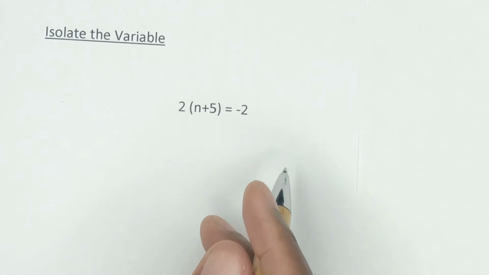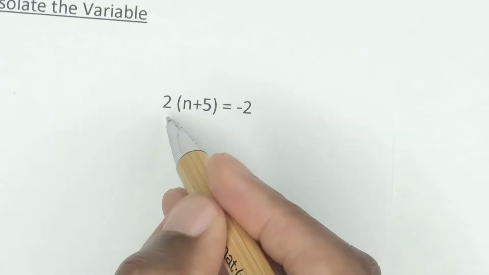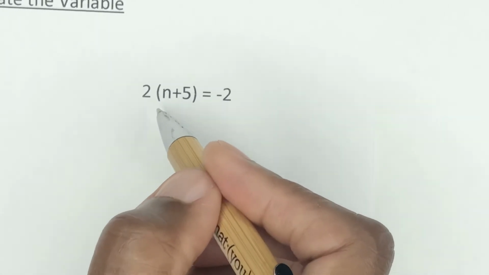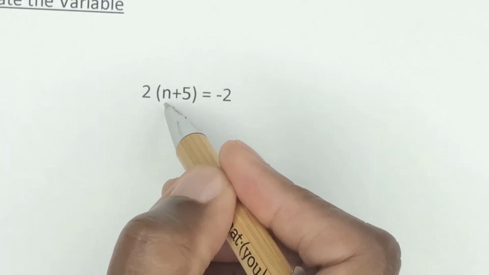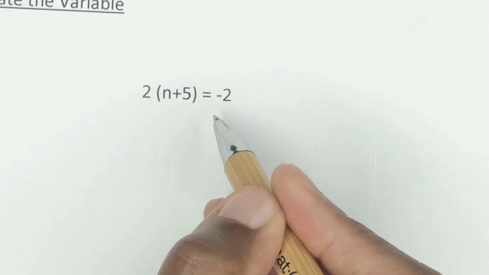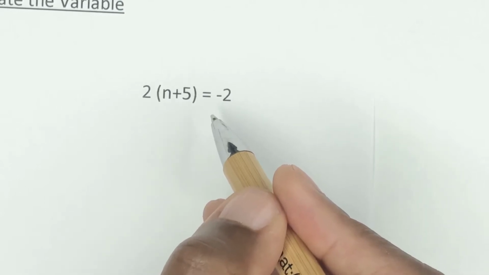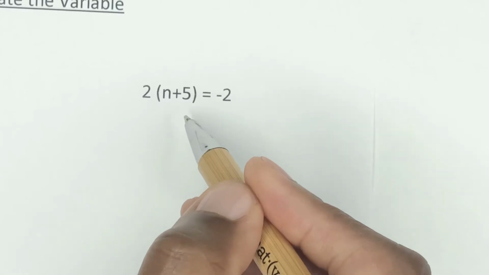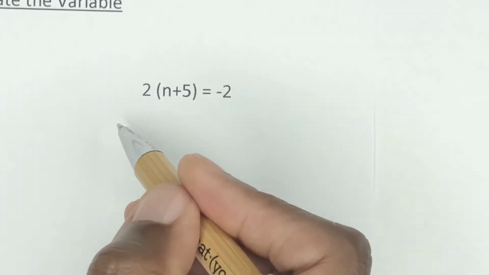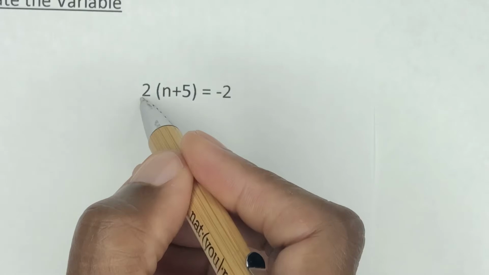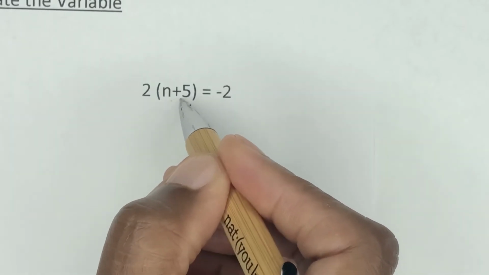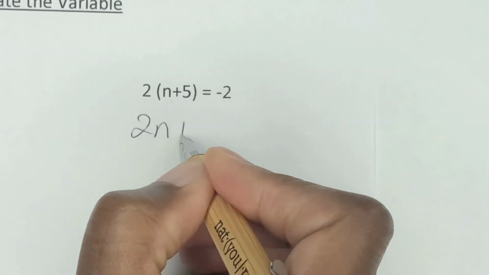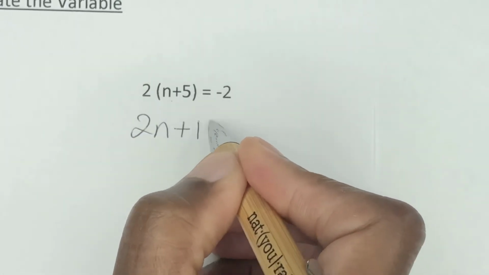So this question is distributive property. We got 2, and then in the brackets we have n plus 5 equals minus 2. So what we do here is we have to get rid of these brackets. And the way to get rid of the brackets is to multiply in. The 2 gets multiplied by the n and the 5. So 2 times n would give us 2n, plus 2 times 5 will give us 10.